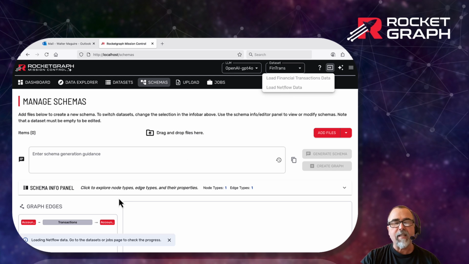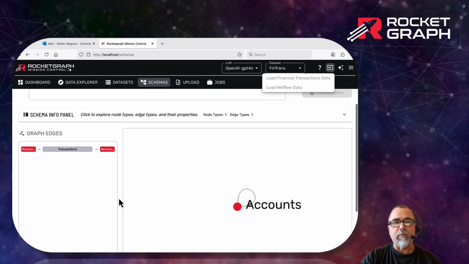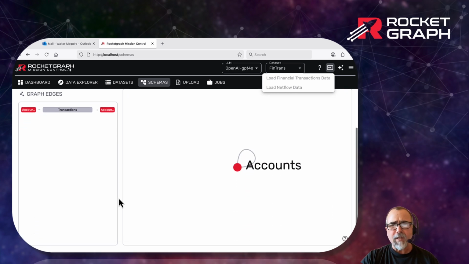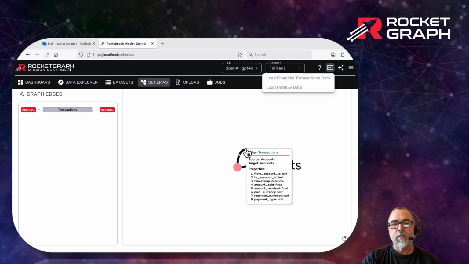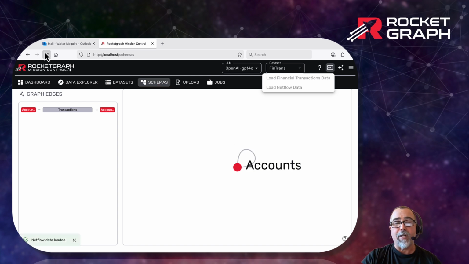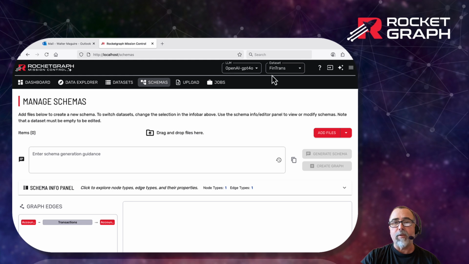While that's happening, let's have a look at the graph for the money laundering data. Pretty simple stuff. I've got accounts as nodes, and I've got transactions as edges between the nodes. So there are patterns of fraud in here. They're not that obvious. This will be fun to work with. Let's do a refresh now. I now have my net flow data.